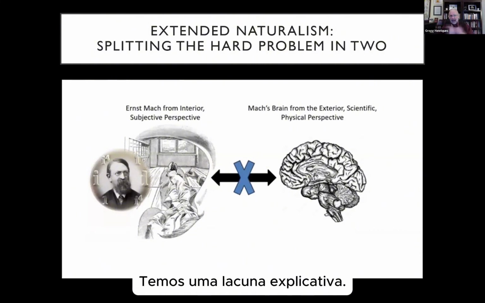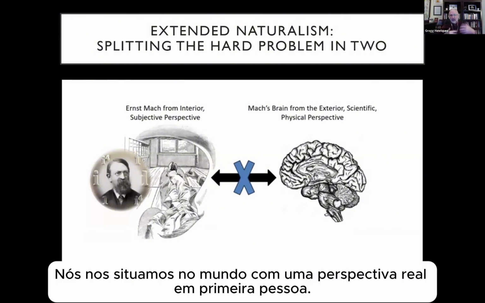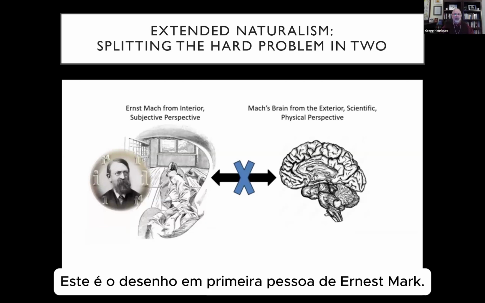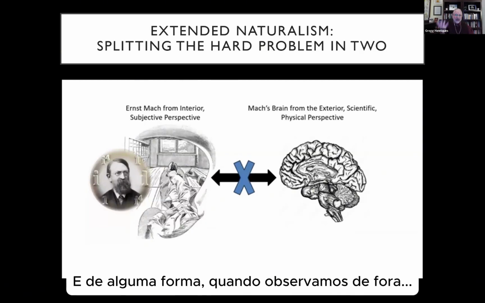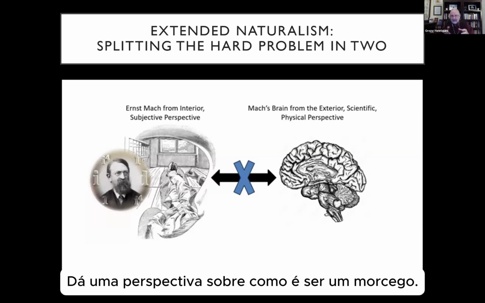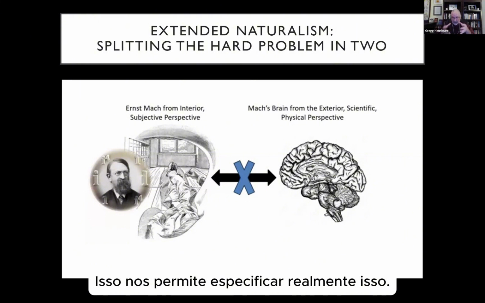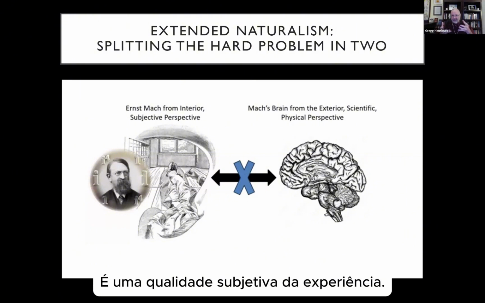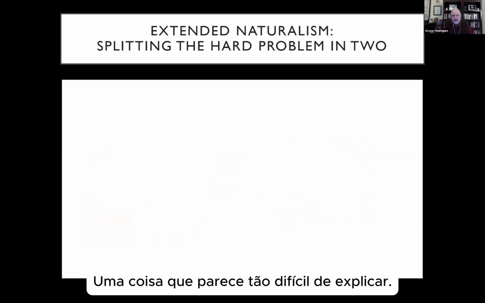We have an explanatory gap. Obviously, we sit in the world as a first-person real perspective. This is Ernst Mach's first-person drawing, so that gives a frame on that. And somehow when we look from the outside, we either see behavior or brains, and there's an explanatory gap in relationship to that. This is the old version of the problem, and then it gives rise to angles on what's it like to be a bat, which then enables us to really specify that it's the subjective qualitative experience of being that seems so hard to explain.